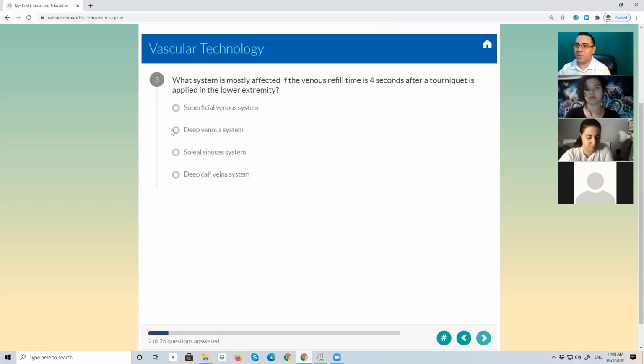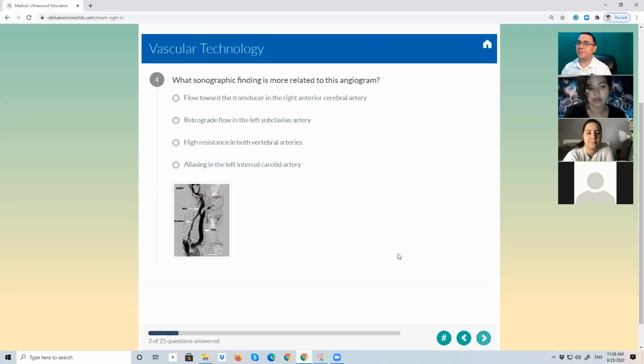And let's keep going. Is there another way to remember that and never forget? I think for test purposes, the best way is to remember the number 20. More than 20 is normal. If it is less than 20, then step number 2, a tourniquet. If it is less than 20, one more time, deep system. If it is more than 20, then the superficial. I guess that's the best way. If you can find another easier one, just let us know.